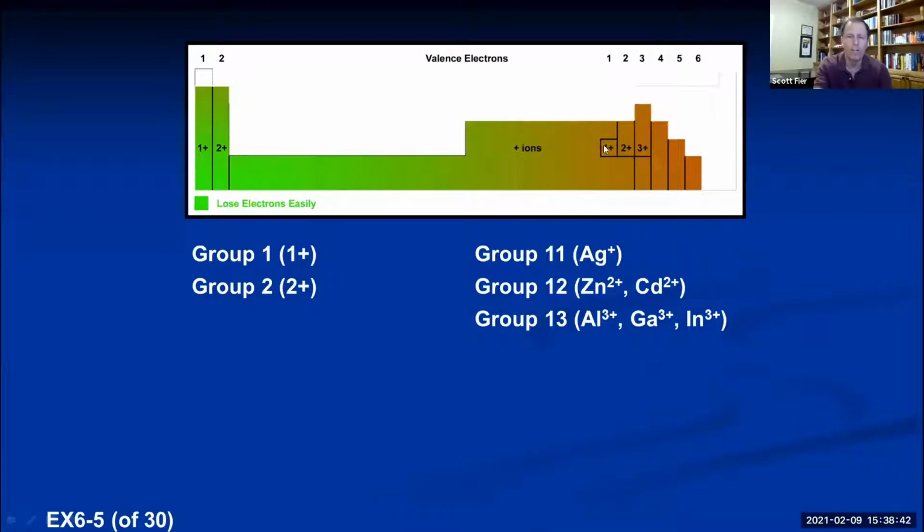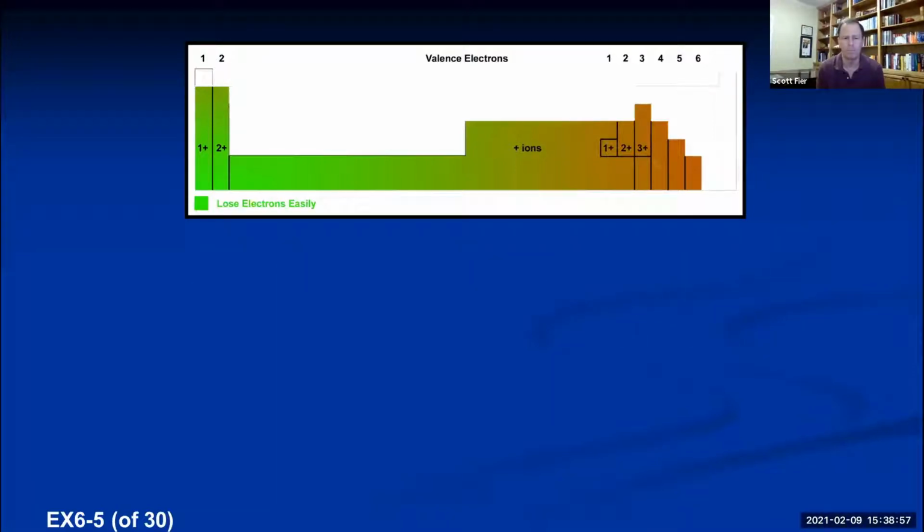Go 1 column over and you only have silver. So it's a 3-2-1 pattern. The charges are 3-2-1, so you'll need to know those. So any metal ion in any of those particular positions in the periodic table, the name of the metal ion is just its elemental name.